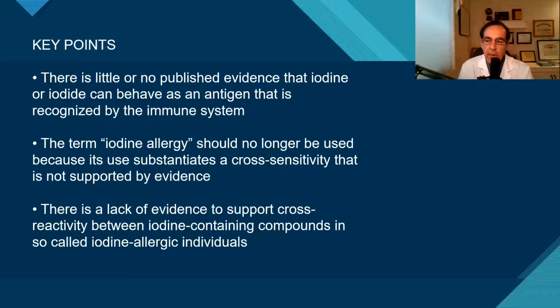Now, the key point after doing this review of 81 articles is that there is little or no published evidence that iodine or iodide can behave as an antigen that is recognized by the immune system. They say that iodine is an essential nutrient in the body, and so iodine itself is not recognized by the immune system as an antigen. The term iodine allergy should no longer be used. They're advocating that we stop using this term because its use substantiates a cross-sensitivity that is not supported by the evidence. Their conclusion: there's a lack of evidence to support cross-reactivity between iodine-containing compounds in so-called iodine allergic individuals.